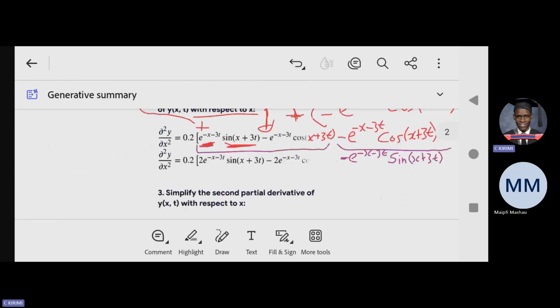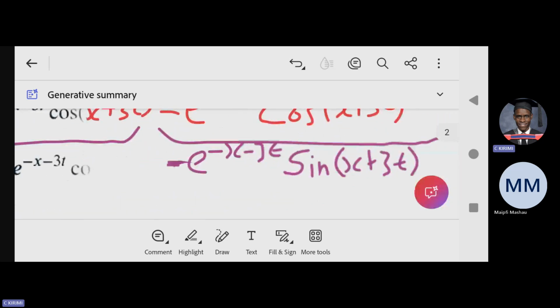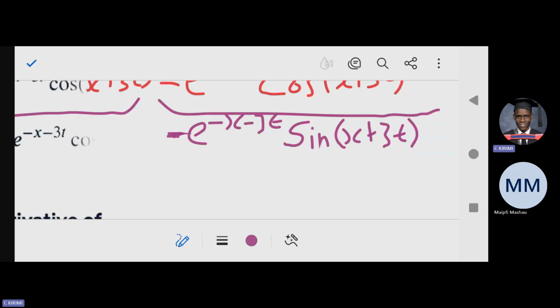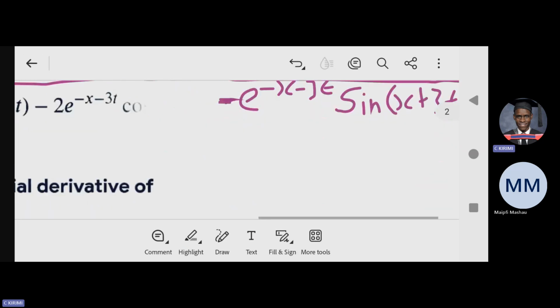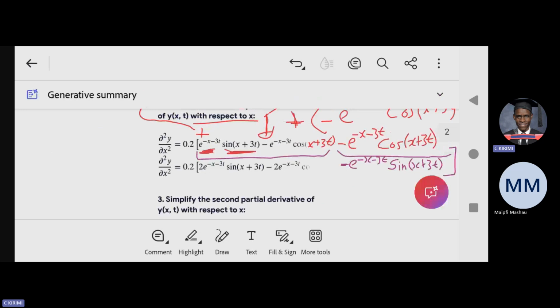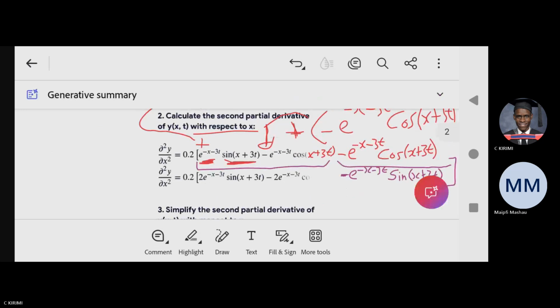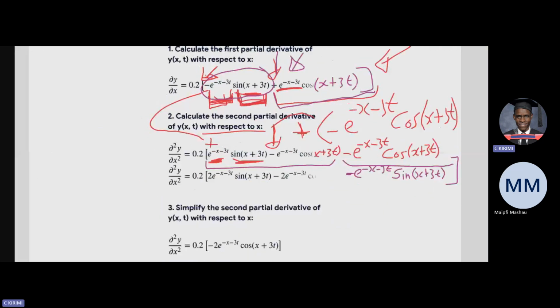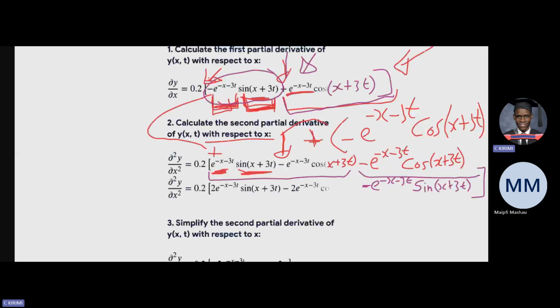It's one line. And then everything is under the square bracket. This one is closed, which means I'm applying by 0.2. Still under the square bracket. Then from there, we want to simplify.